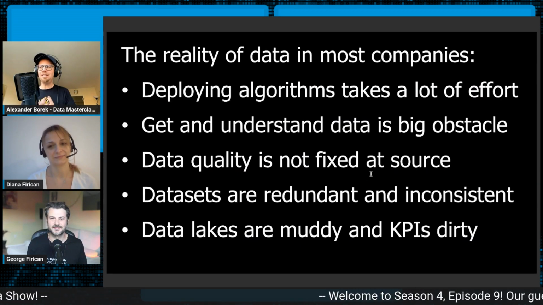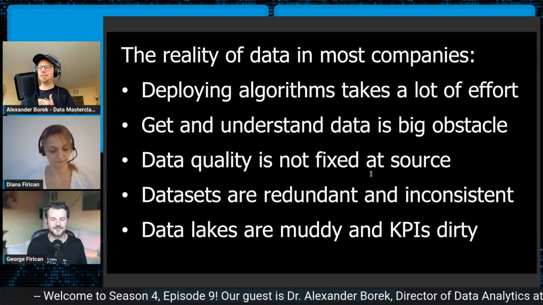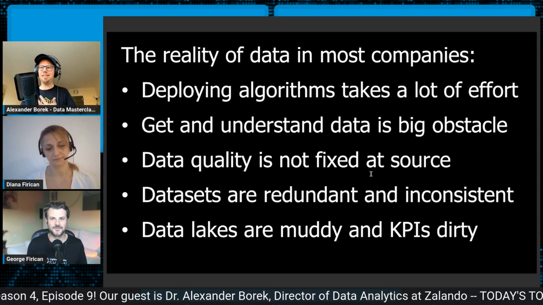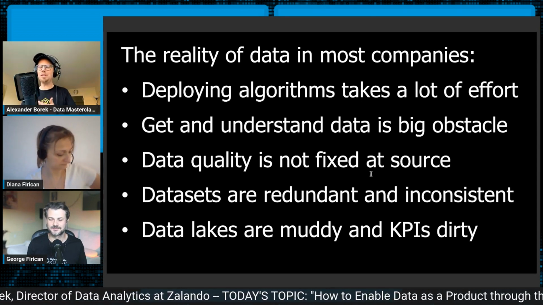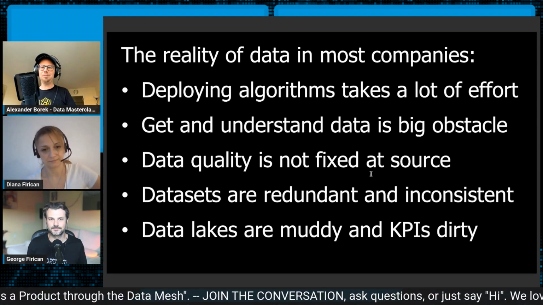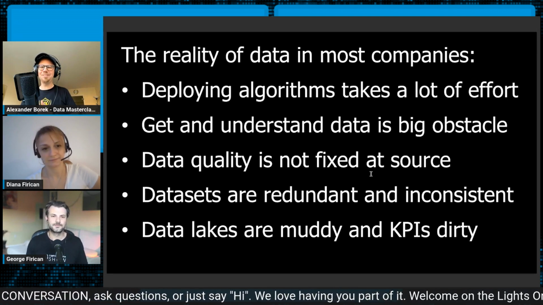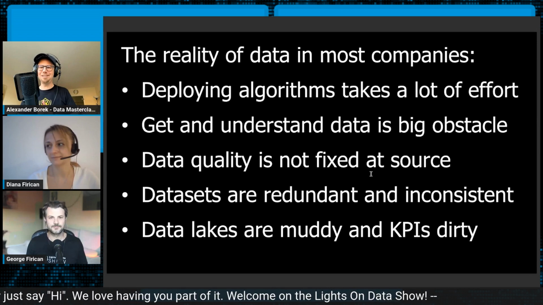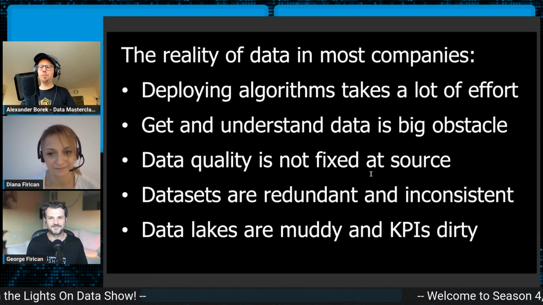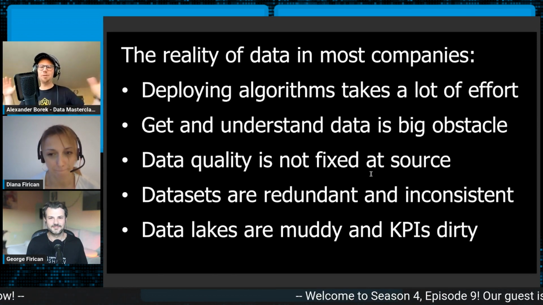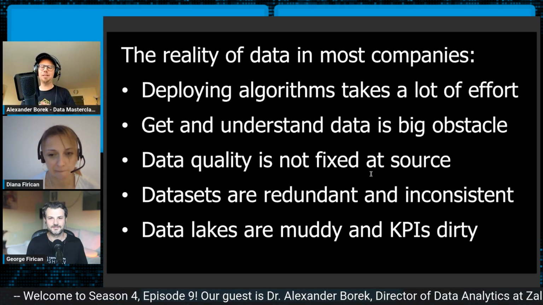Agreed. So the reality of our data in most companies was, though they have the data lake, deploying algorithms still takes lots of effort. Getting and understanding data is mostly a huge obstacle, and usually you need to rely on people that you know. Data quality is not fixed at source. ML teams are very well equipped, usually with money, to do stuff, and they do that at sink and not at source. So every ML team scrubs the same data ultimately again and again, which is not efficient. And data sets are basically stored super redundantly and inconsistently because everyone runs their own pipelines in such an environment where everyone has data engineers. And data lakes become really muddy and KPIs are dirty, basically.